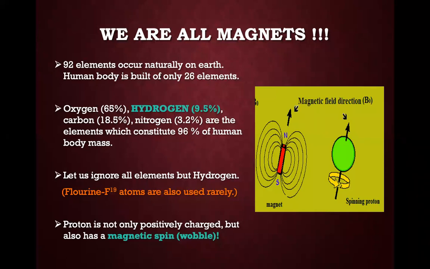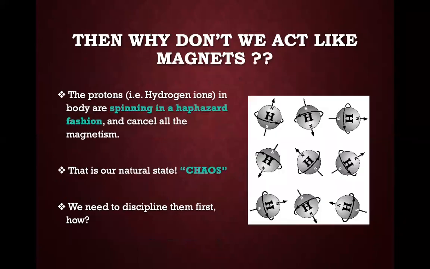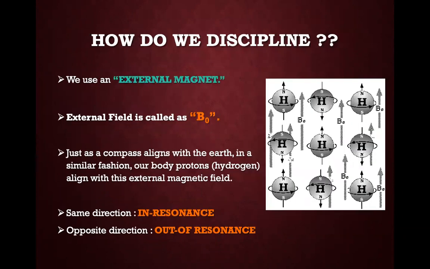Now, let us for a moment ignore all the other elements except hydrogen. Why we need to do this is because it has a single proton, or a single charged nucleus, and the spin or the magnetic field that it generates around it is called a wobble or a magnetic spin. Then why don't we all act like magnets? This is because of the chaos that I said. All of them are turning around in their own directions and generating a field around them in a haphazard way. Everything is in chaos.